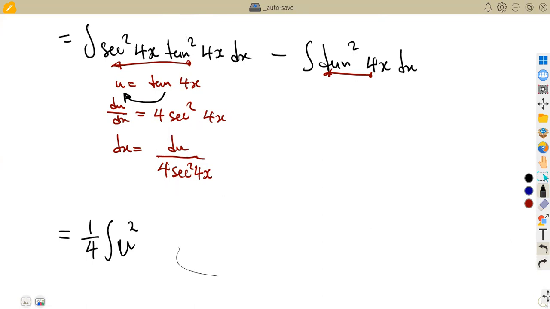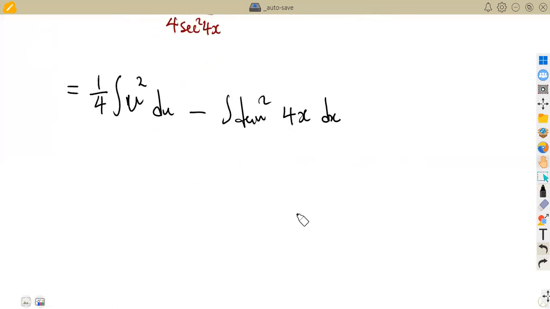With respect to u. So guys, just revise your substitution method from your N5. You substitute back there, that cancels, you take it outside and so forth. So you are going to integrate this. Let us just write minus the integral of tan squared 4x with respect to x. So let us integrate and see what we have. U squared with respect to u, we add 1, so that is going to be u to the exponent of 3 over 3.